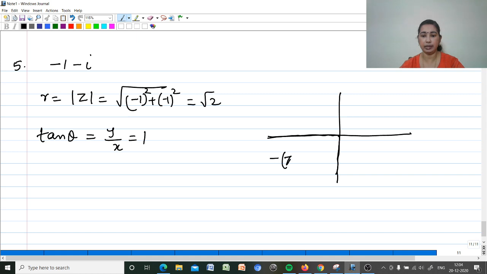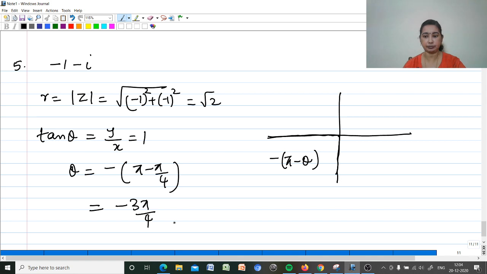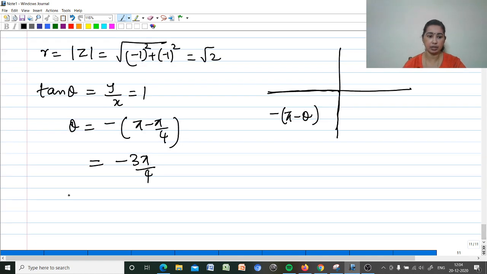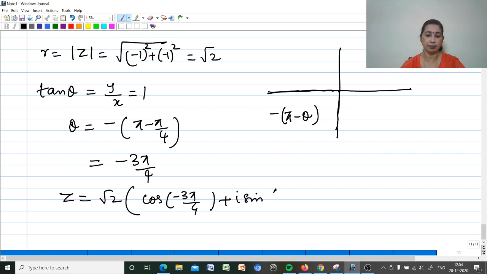There we have to take the angle pi minus theta. So here theta is equal to pi by 4, because tan theta equal to 1, angle will be pi by 4. So we have to take theta is equal to minus of (pi minus pi by 4), because it is coming in the 3rd quadrant, and that angle will be minus 3 pi by 4. So the polar form is z is equal to root 2 into cos of minus 3 pi by 4 plus i sin of minus 3 pi by 4.